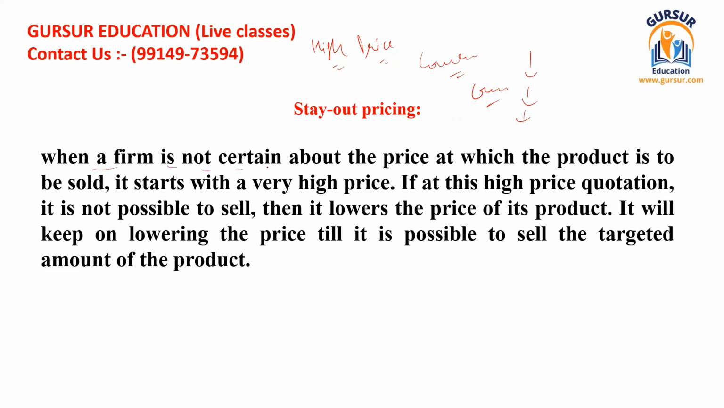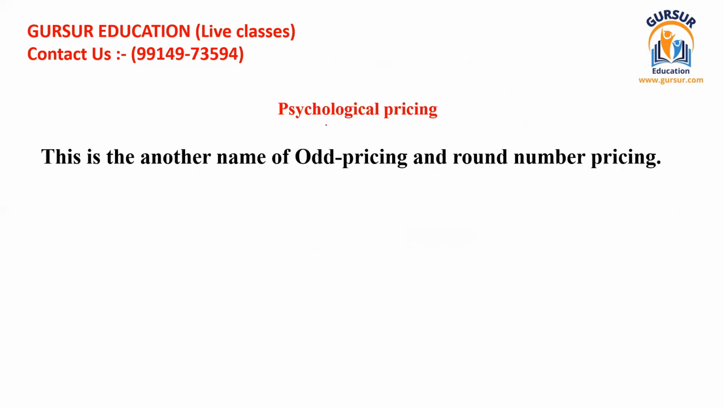So when a firm is not certain about the price at which the product is to be sold, it starts with a very high price. If at this price quotation it is not possible to sell, then it lowers the price of its product. It will keep on lowering the price till it is possible to sell the targeted amount of the product. Whatever prices are charged just to reach the targeted amount of sales are known as the stay out pricing system.